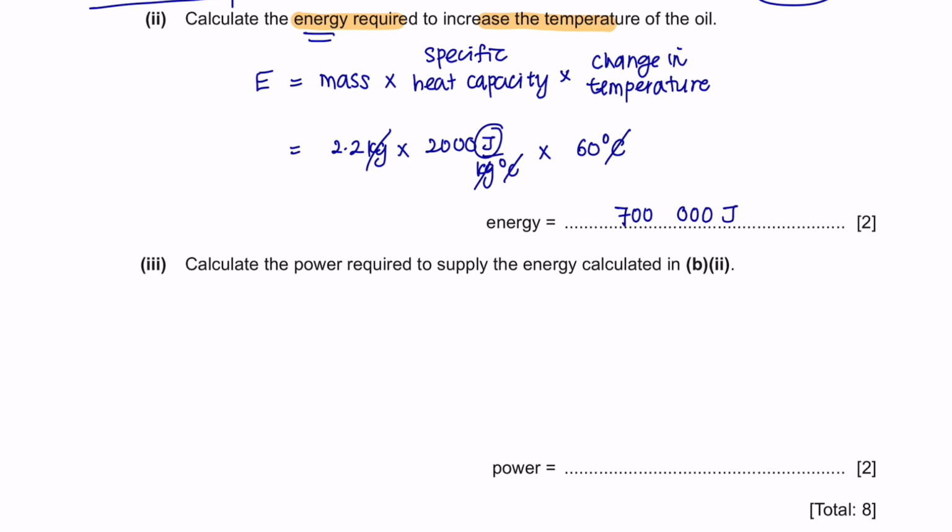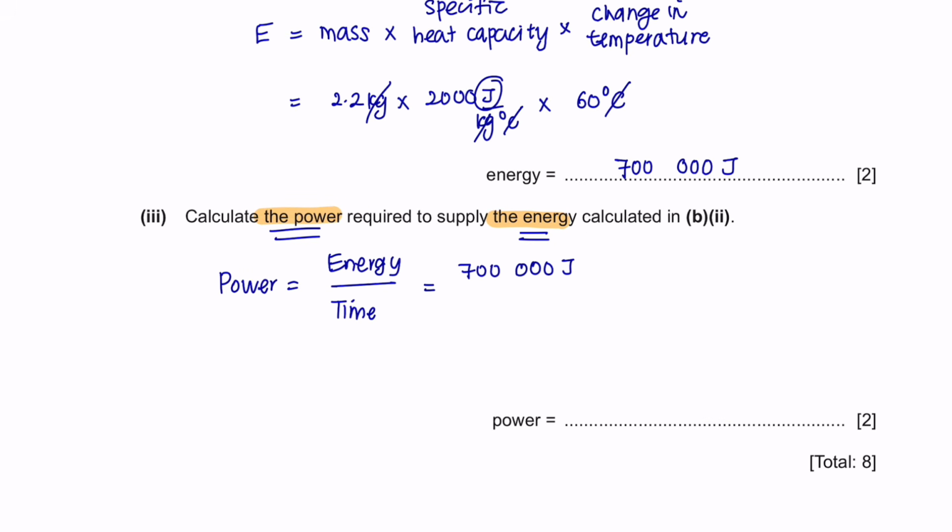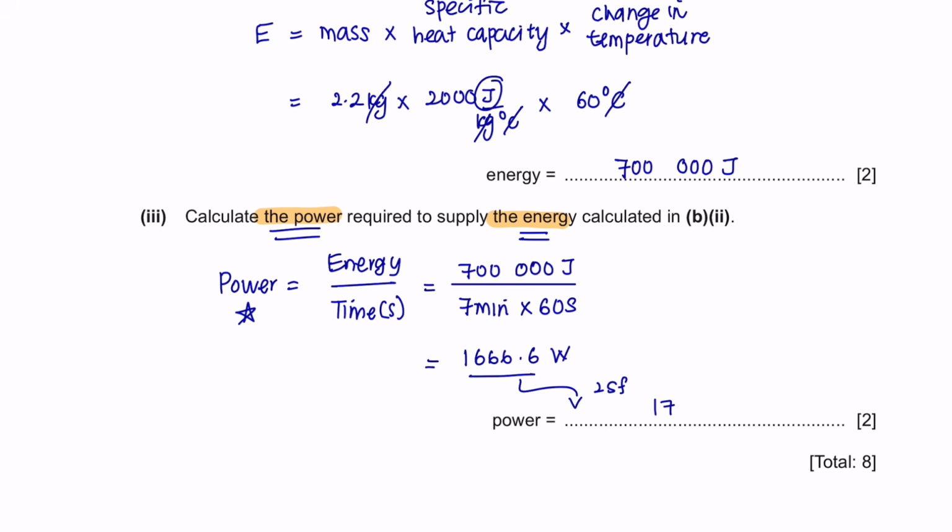Next question, you are asked to calculate the power required to supply the energy calculated in B part 2. The formula related to power and energy is power equals energy over time. The energy is 700,000 joule and the time given is 7 minutes. To use the formula of power, your time has to be in seconds. So 7 minutes converted into seconds, we just multiply it by 60 seconds. This will give us a value of 1666.6 and the unit is watts. You will change your answer to 2 significant figures, which is 1700 watts. Please do not forget your units when you are giving your final answers in physics.